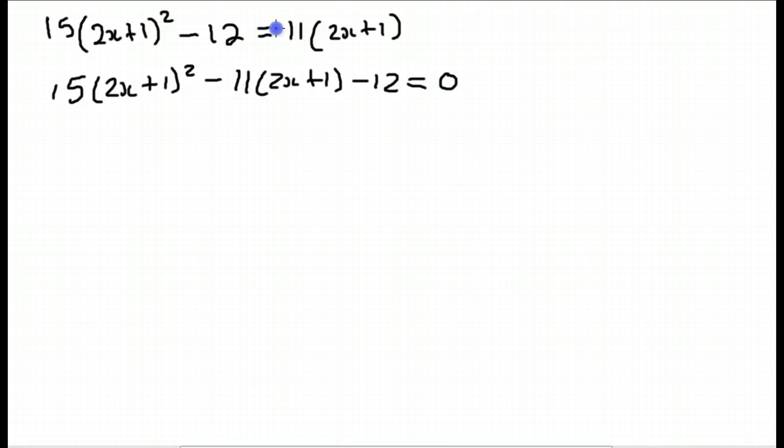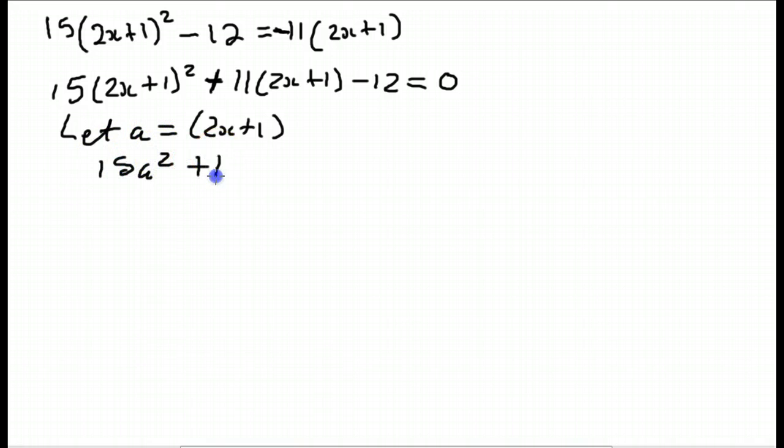Okay, I'm going to change this. I'm going to make that a minus, so over here it'll be a plus. So changing the original just to give me something that actually will factor. If you like, we say let a equal 2x plus 1. In other words, we're solving a simpler problem, which is 15a squared plus 11a minus 12 equals 0.